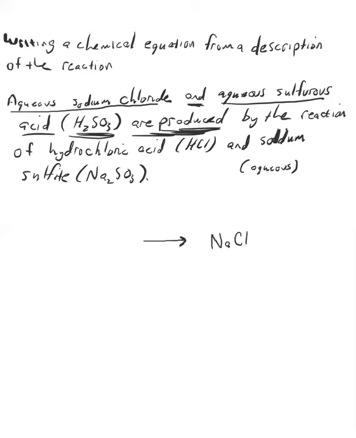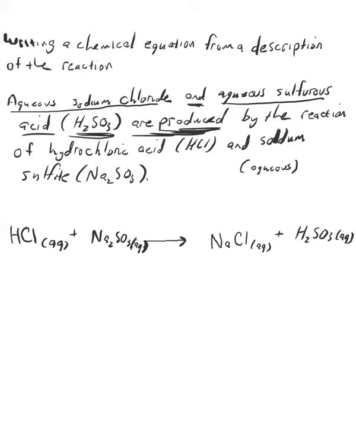And then again, aqueous, all that means is it's dissolved in water. We'll talk about ions in chapter 4, and we'll talk about the meaning of aqueous sodium chloride. And then aqueous sulfurous acid, which is H2SO3. Again, AQ for aqueous. So those are the products, and they're produced by the reaction of aqueous hydrochloric acid, and they give you the formula for that, HCl. And then they give you the formula for sodium sulfite, Na2SO3. Again, it's aqueous. Everything's in there. It's aqueous. Okay, so we're halfway there.